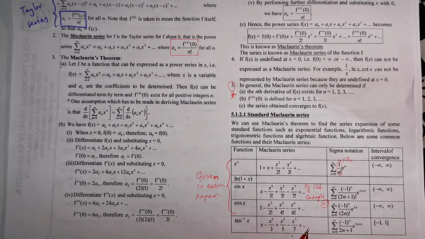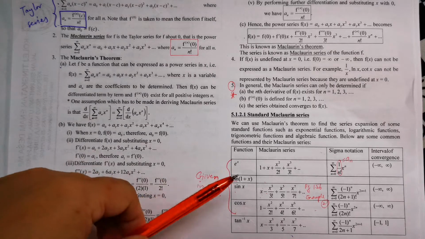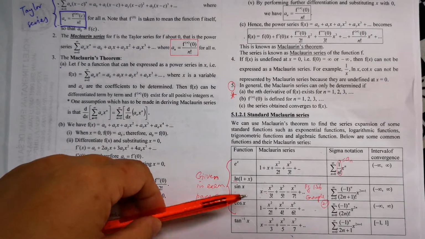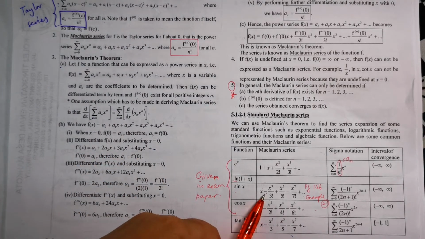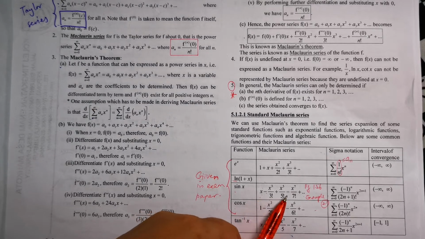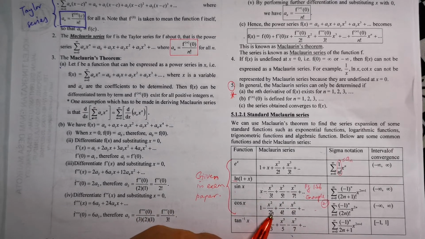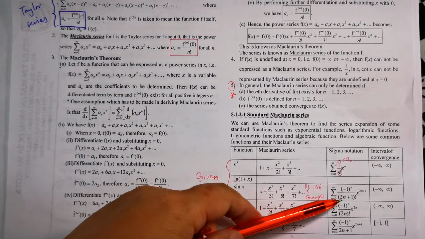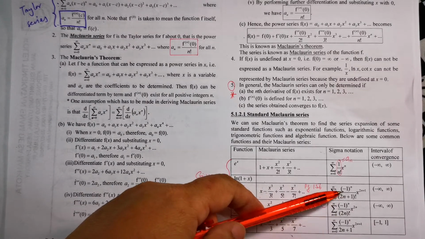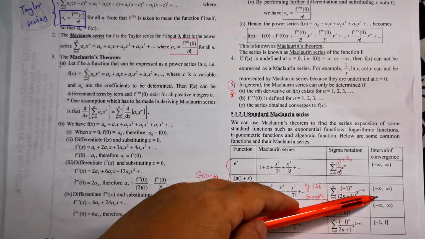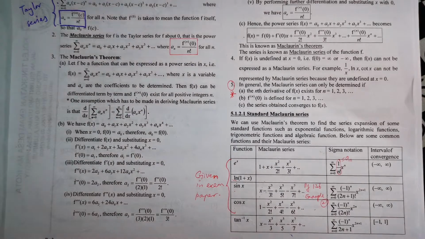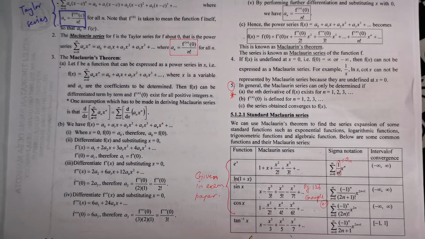Sorry, I forgot. For sin and cos both, their signs alternate, you see? Negative, positive, negative, positive. So for cos it is also the same. So these are the sigma notations, and these are the intervals of convergence. This is for arctangent. Even arctangent also can.